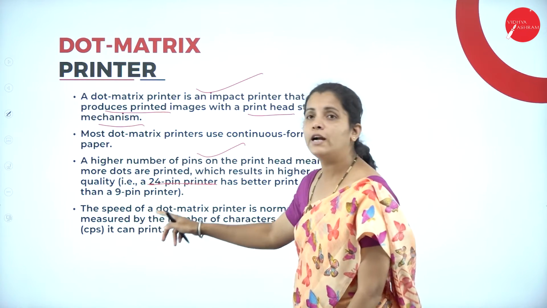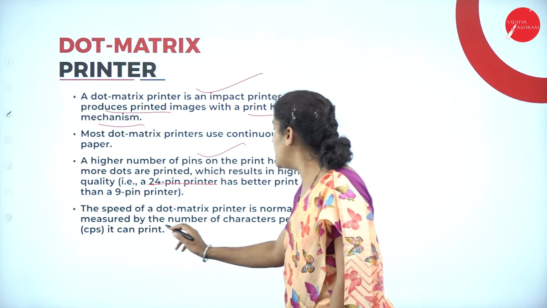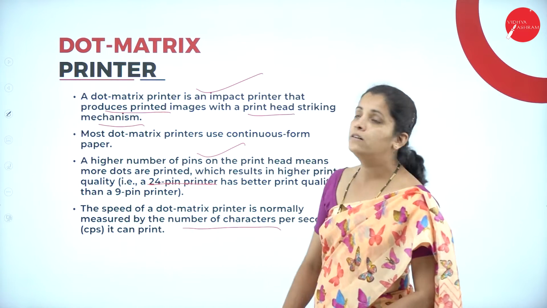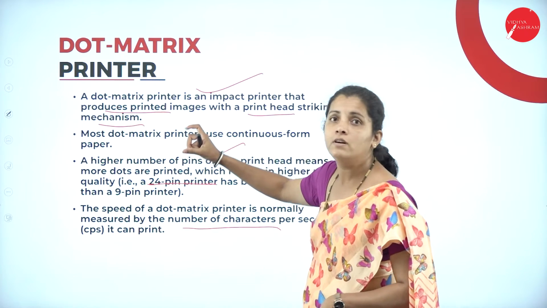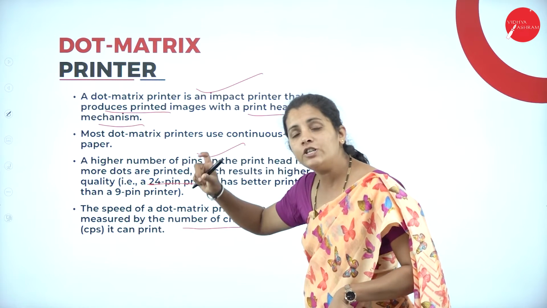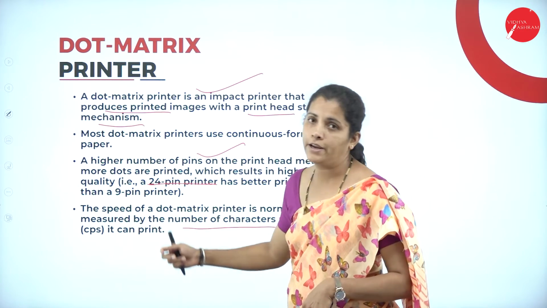The speed of the dot matrix printer is normally measured by the number of characters per second. I repeat, the speed of the printer is measured in terms of number of characters per second.